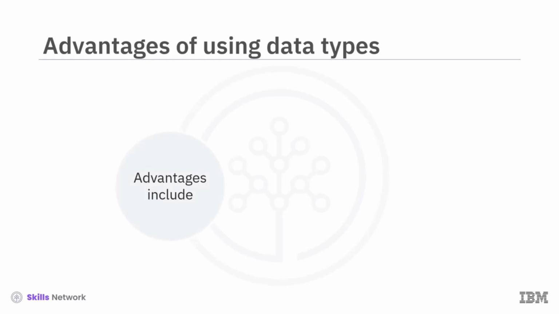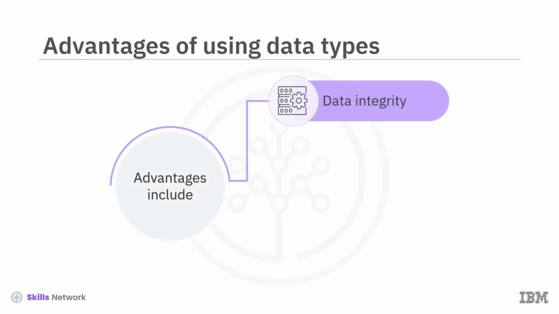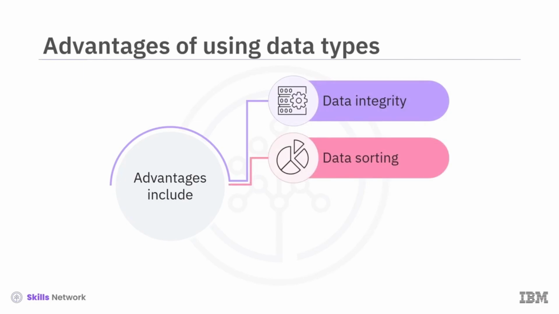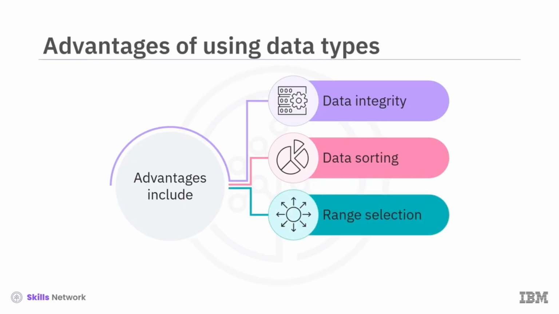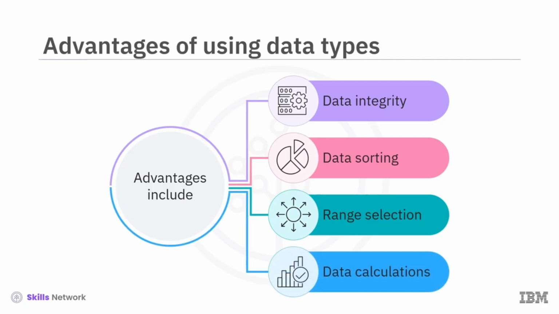Some of these are: when you define the data type a column should hold, you avoid inserting incorrect data into that column. When date, time, and numeric data are correctly typed, you can accurately sort that data. Similarly, you can accurately select ranges of data when it is correctly typed. And you can perform numeric calculations on typed data, for example, calculating an order's total cost.